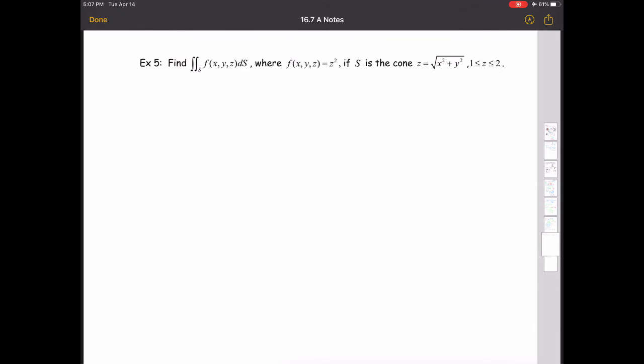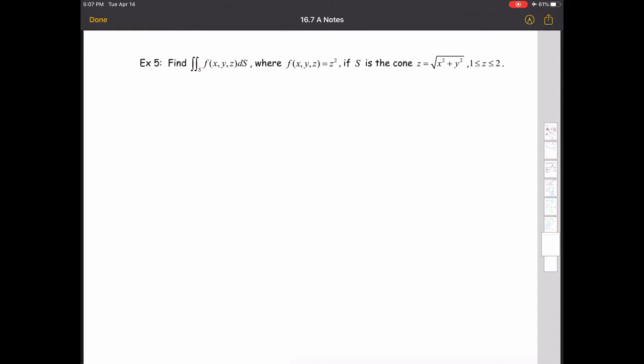All right, example 5, we're going to find the surface integral of f of x, y, z dS, where f of x, y, z is defined to be z squared, and S, or our surface, is the cone z equals the square root of x squared plus y squared, where z goes between 1 and 2. So it tells us that this is a part of a cone. Specifically, z is only going between 1 and 2, so it's only the top half.